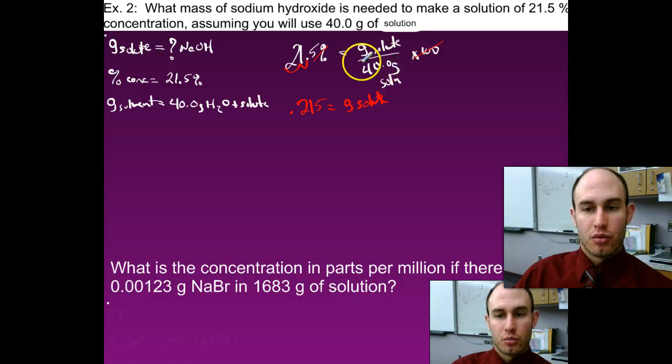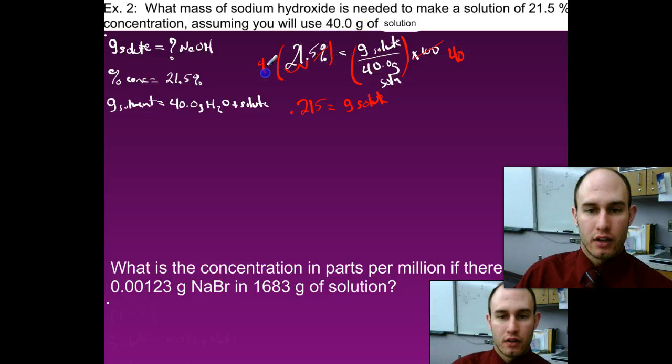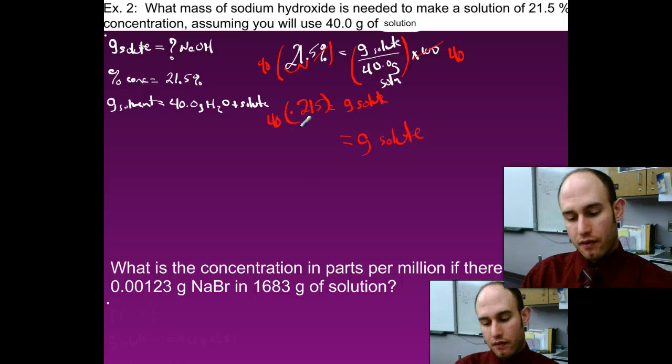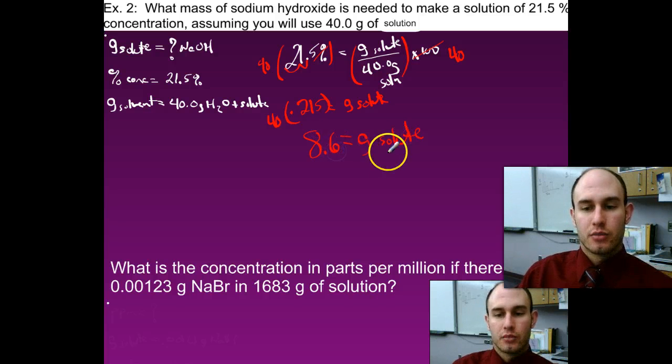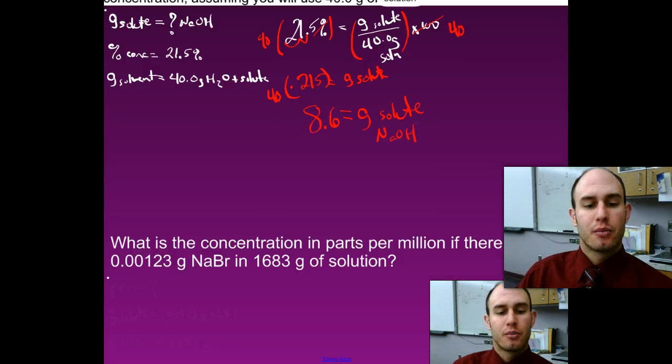And I can also bring the 40 over, so I'm just going to multiply each side by 40. And over here, I end up with 40 times the 0.215. So my final answer for grams of solute ends up being 40 times 0.215, and we get 8.6 as our answer. And that's your grams of solute, so NaOH, sodium hydroxide. It's pretty simple there on that one.